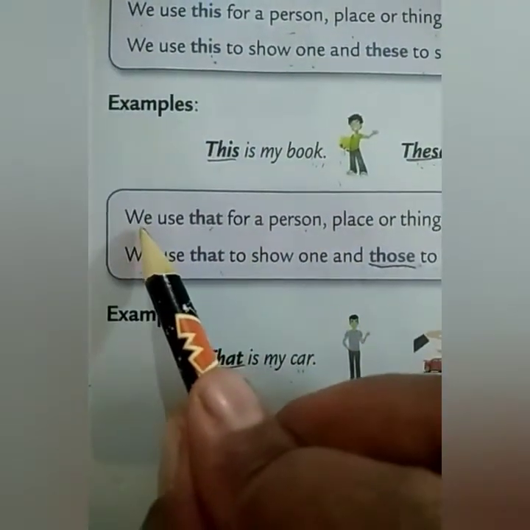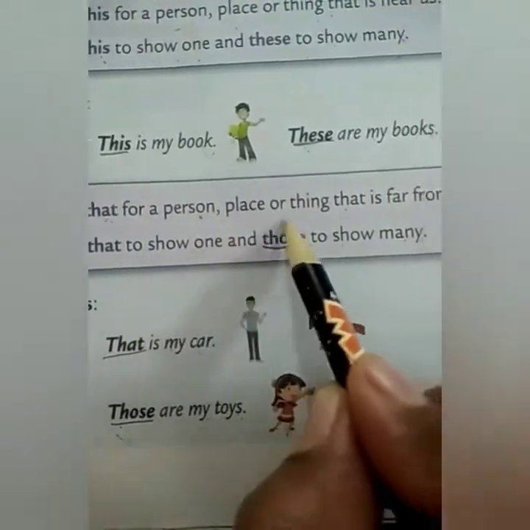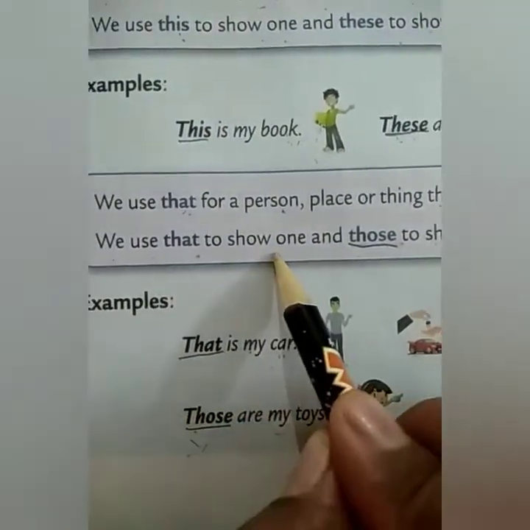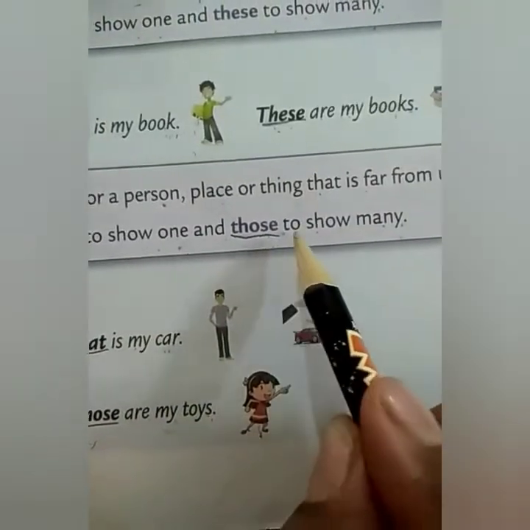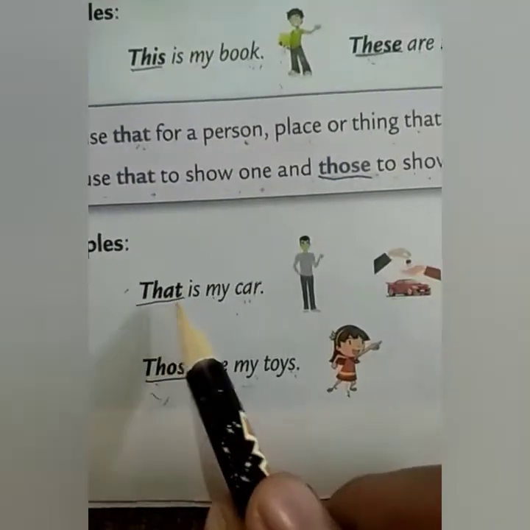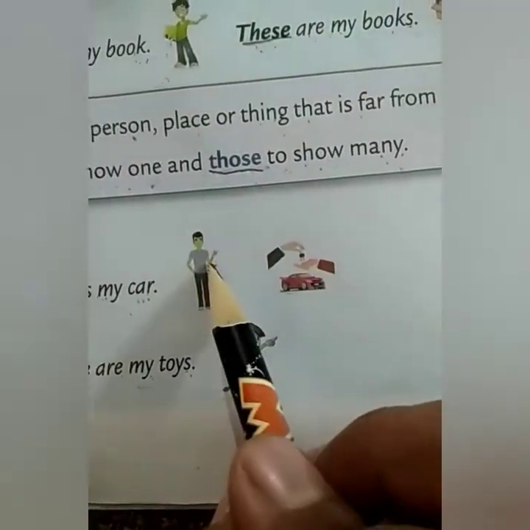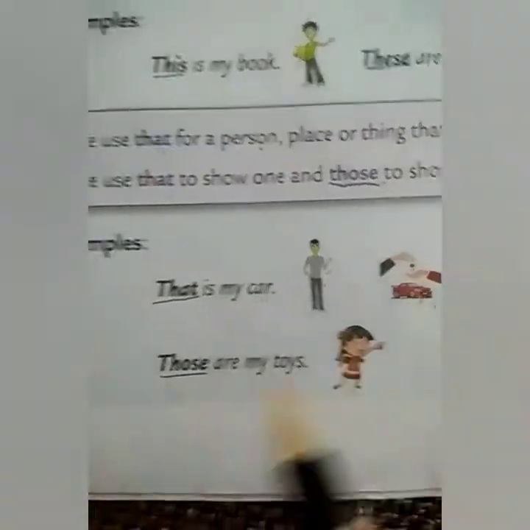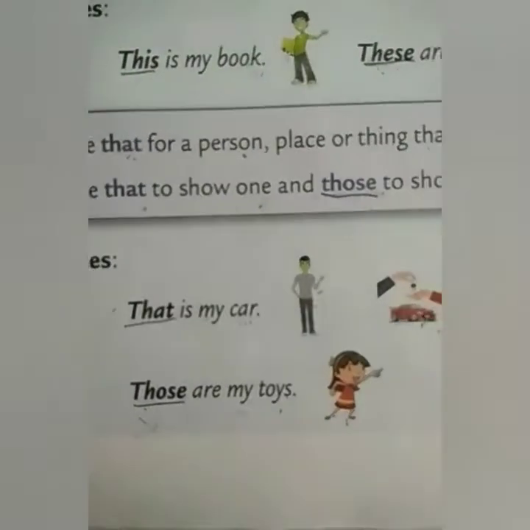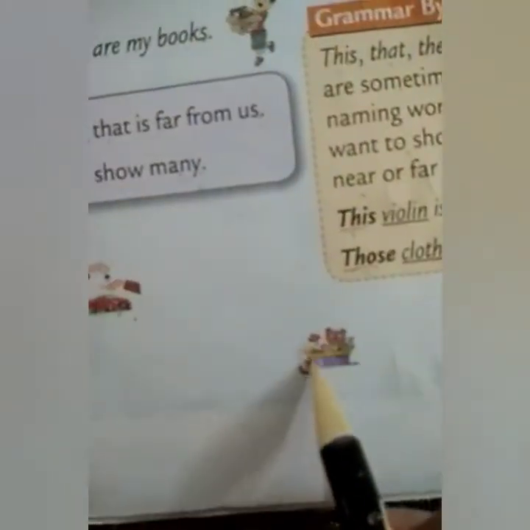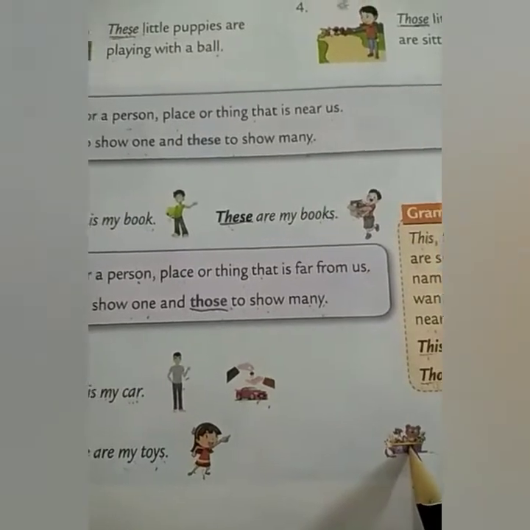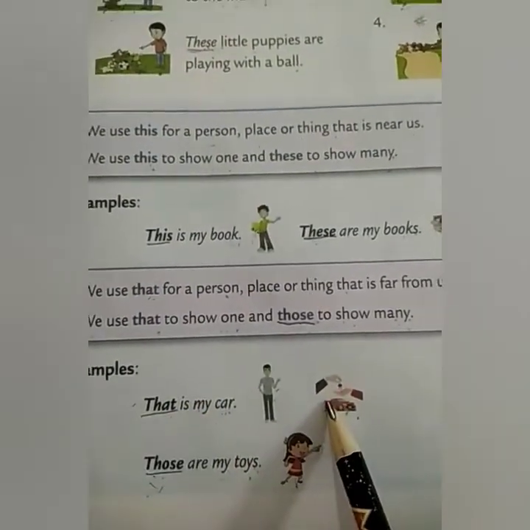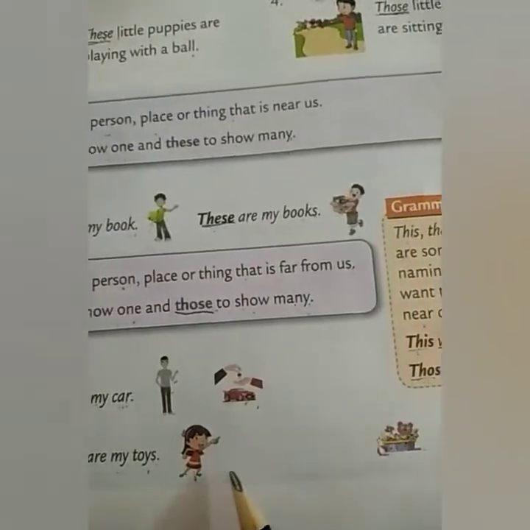Now, we will do the next line. We use that for a person, place or thing that is far from us. We use that to show one and those to show many. Examples. That is my car. You can see the man is pointing at the car which is far from him. Okay. Now those are my toys. Now here the girl is pointing at those toys which are far from her. Okay. So we use that for one and those to show many.